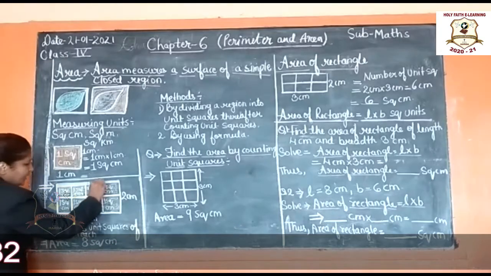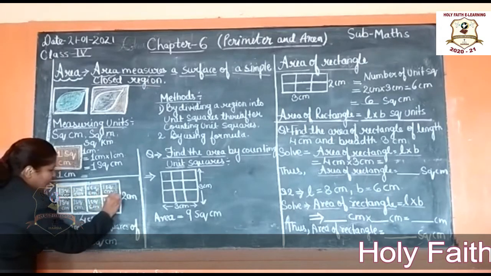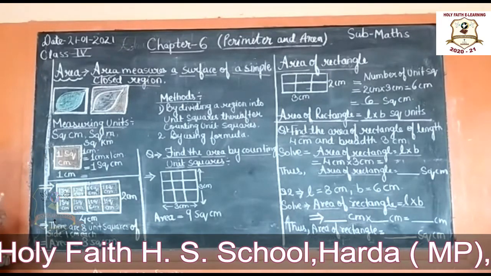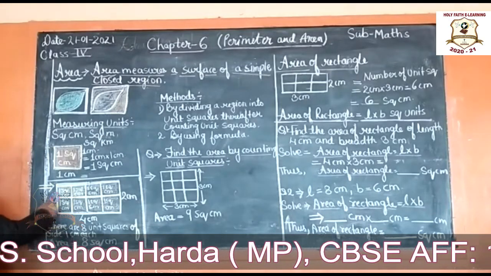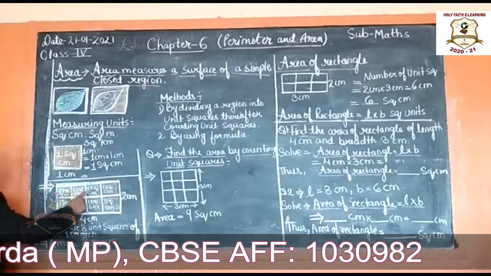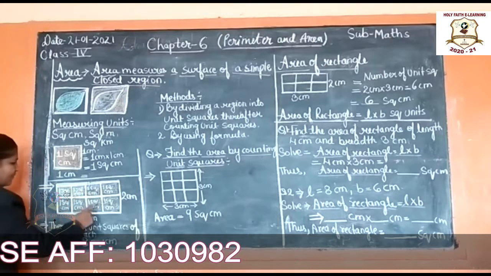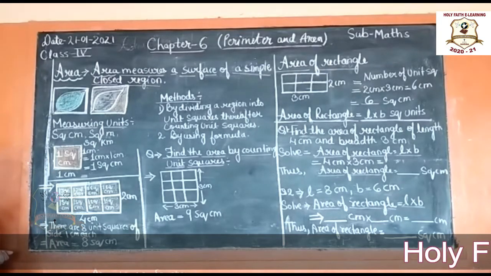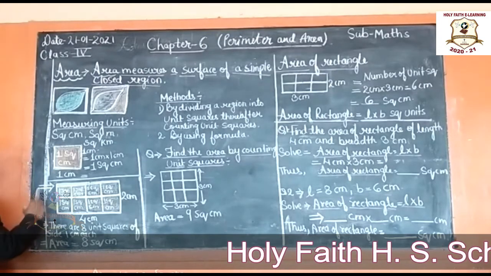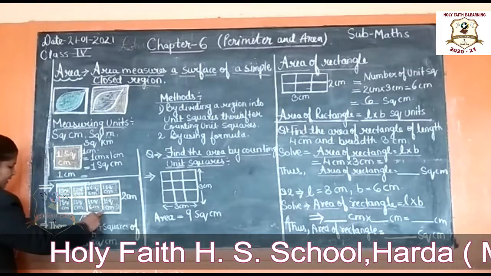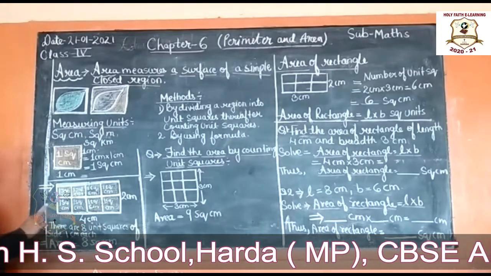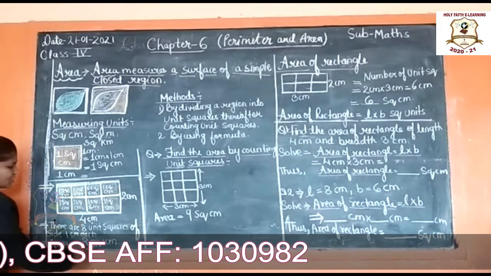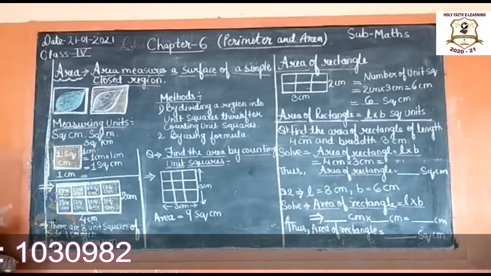So the measurement of 1 square is 1 square centimeter each. If we count it, 1, 2, 3, 4, 5, 6, 7, 8, there are 8 unit squares of side 1 centimeter each. So we can say the area is equal to 8 square centimeter.